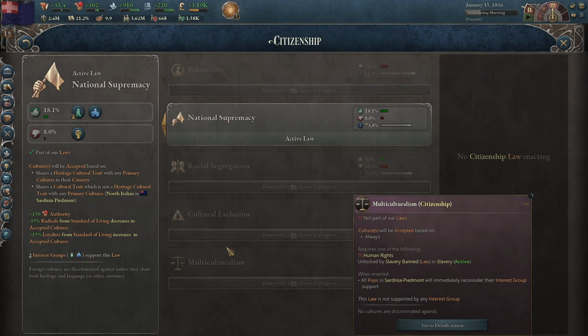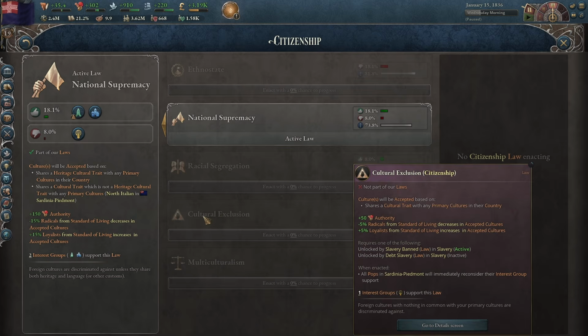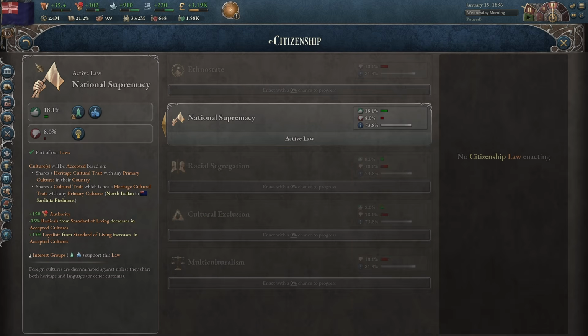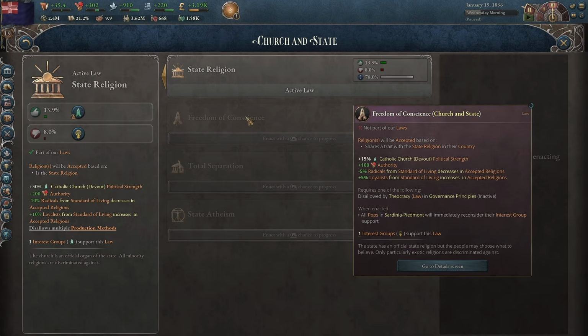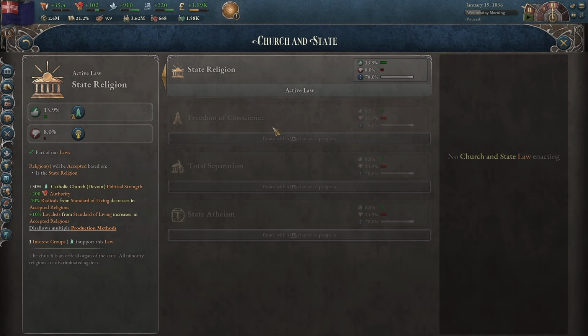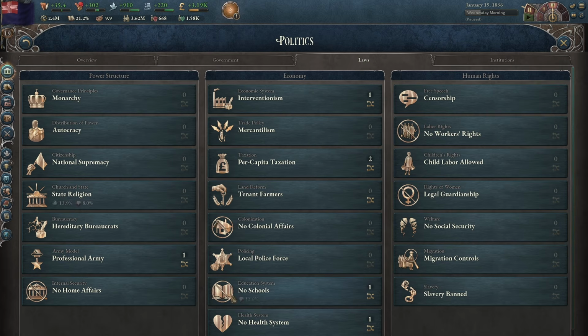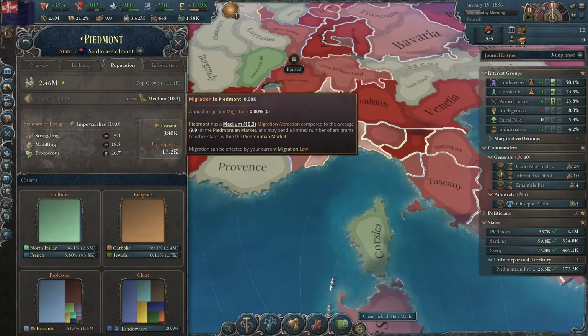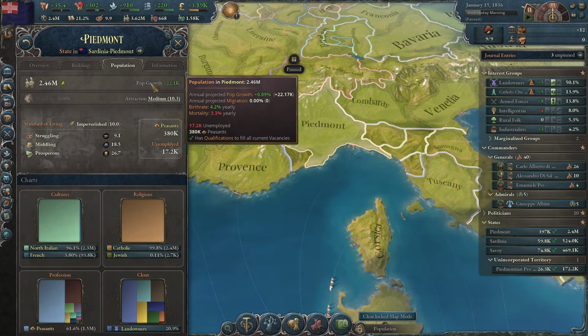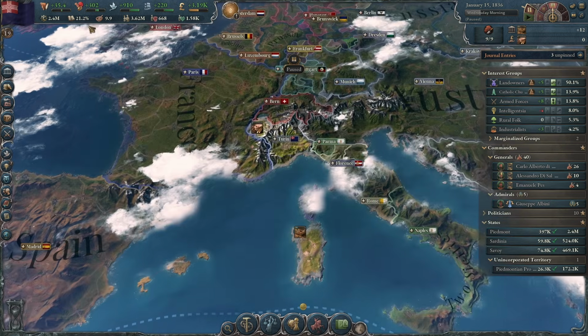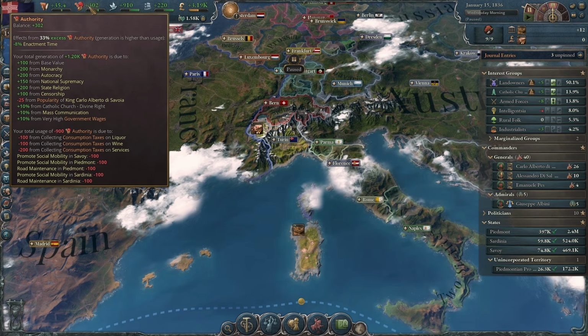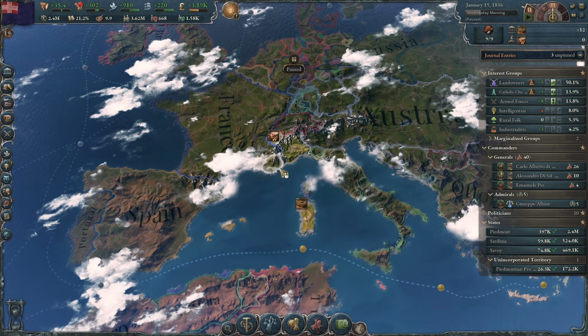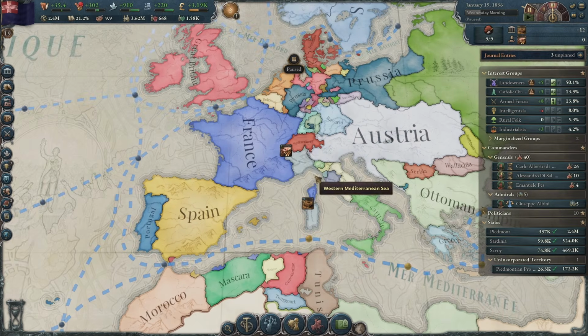Liberal societies are going to be defined by multiculturalism or cultural exclusion instead of national supremacy, total separation or freedom of conscience instead of state religion, just because these liberalizations in terms of social laws are going to make more and more pops in the game want to move to your country. And migration in the mid to late game is going to be a very critical piece of your population growth. So be aware that although authority starts strong and gives you the ability to do some petty laws in a couple of different states, it does drop off.